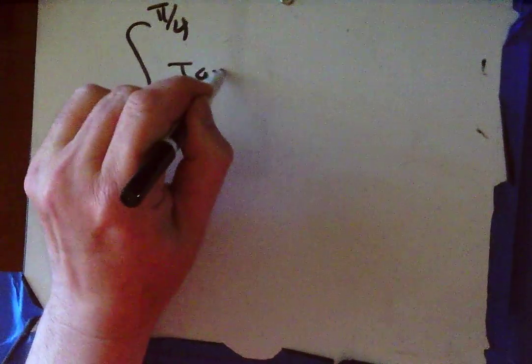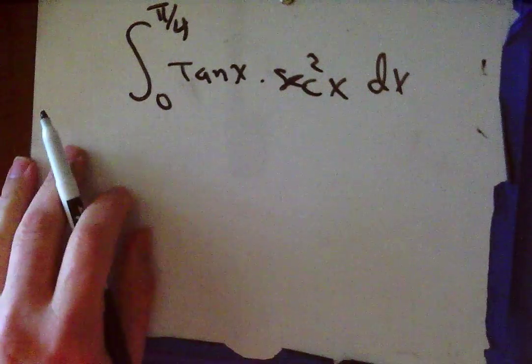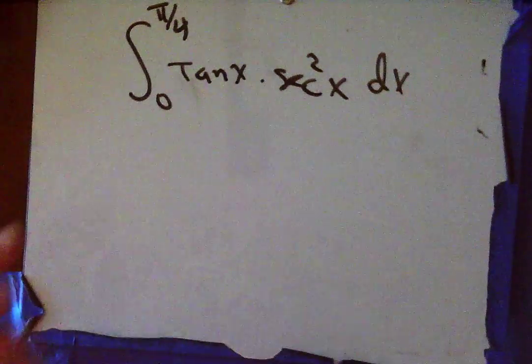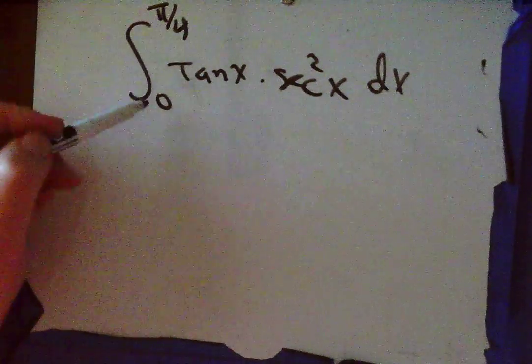next. The last thing that I feel like we really need to take a look at is, instead of indefinite antiderivatives, these indefinite integrals we've been doing, what happens if we have a definite integral? So I've got the integral of tan x secant squared x dx, okay? So here is my integral, and I'm supposed to evaluate it.